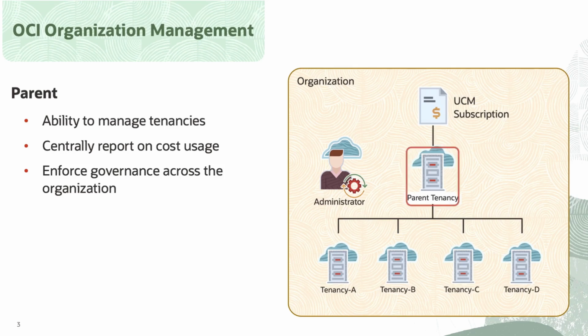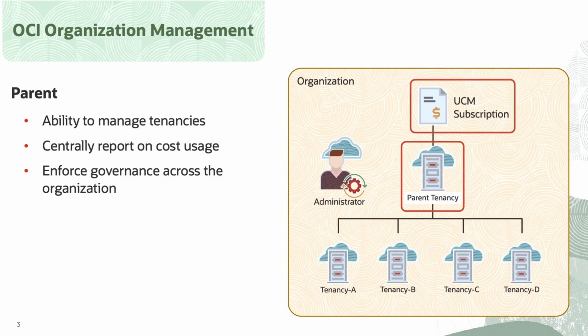So there are two types of tenancies involved for mapping and using subscription in Organization Management. First, we have parent tenancy, which is associated with primary funded subscription. With the parent tenancy, you can extend your organization by adding new tenancies and managing subscription. It also allows you to centrally manage governance and cost across all tenancies in your organization.